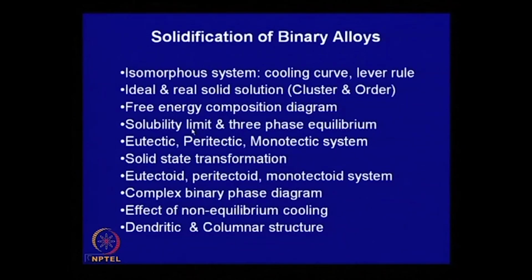We talked about solubility limit and three phase equilibrium and considered several three phase reactions that are possible in a binary system, like eutectic, peritectic, monotectic. We also looked at solid state transformation, not only precipitation, but also reactions where three phases are involved, like eutectoid, peritectoid, monotectoid, etc. Then we looked at complex binary diagrams with several examples.